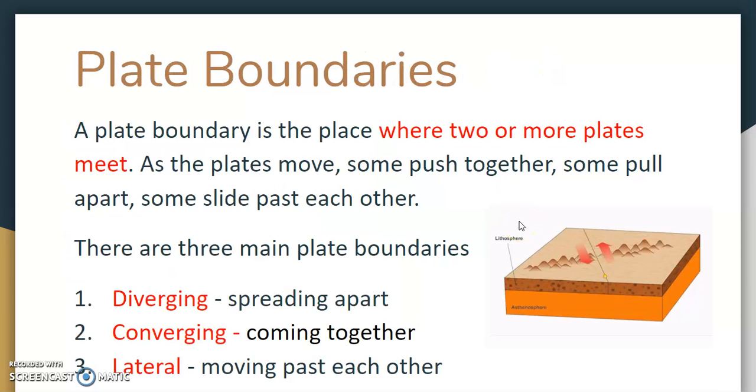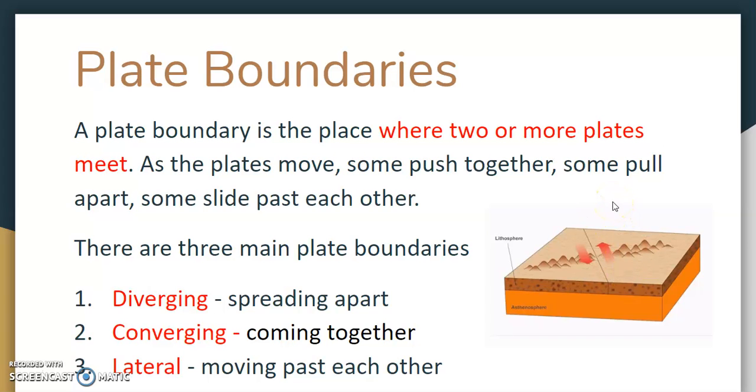Okay. So this is the part where this will come in handy for the Plate Tectonics vocab assignment, which is part of the thing you're going to have to be doing this week. A plate boundary is the place where two or more plates meet. Yes, some plates can be three meeting together. As those plates move, some push together, some pull apart, and some kind of slide past each other. So like right here, where they're sliding past one another.